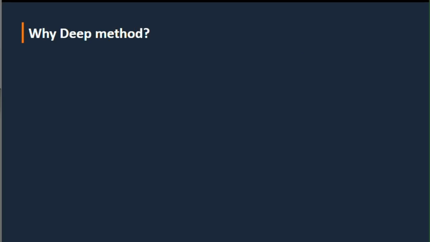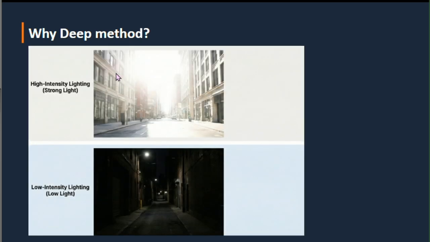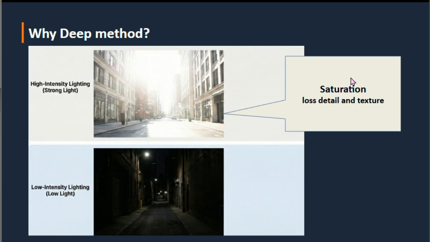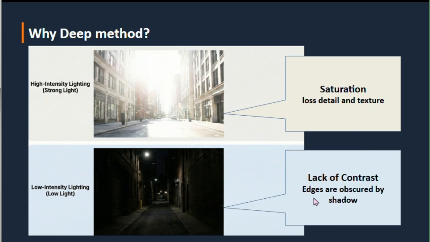Why did we choose the deep learning based method? To solve the illumination variance, we chose a deep learning approach. Classical algorithms have limits in handling illumination variance because they often use pixel gradients, which can't be used in these situations. Saturation loses the color and texture of pixels. With a lack of contrast, the edges are obscured by shadows. But deep learning methods have the potential to solve these problems, so we chose the deep learning method.